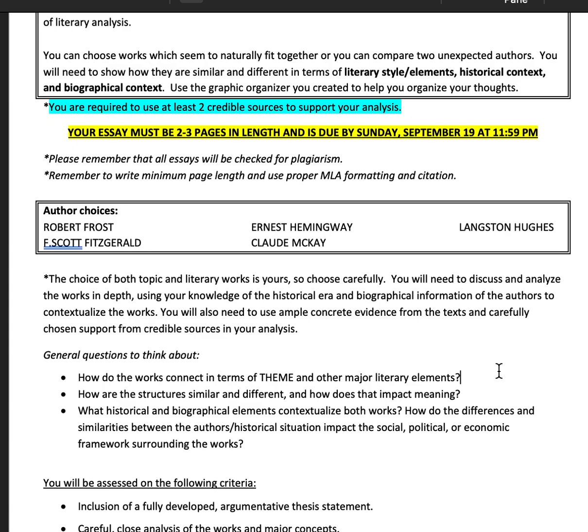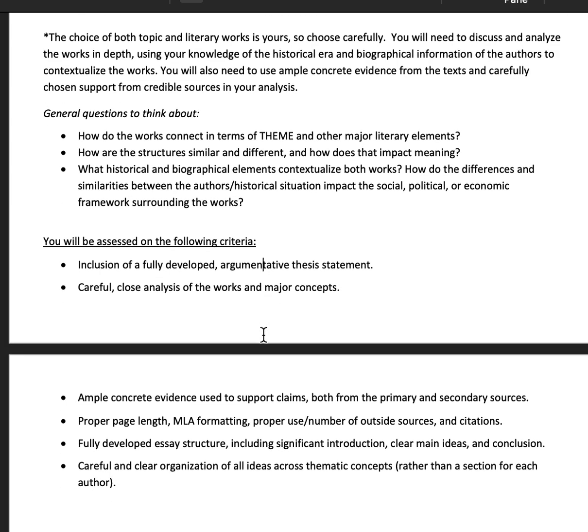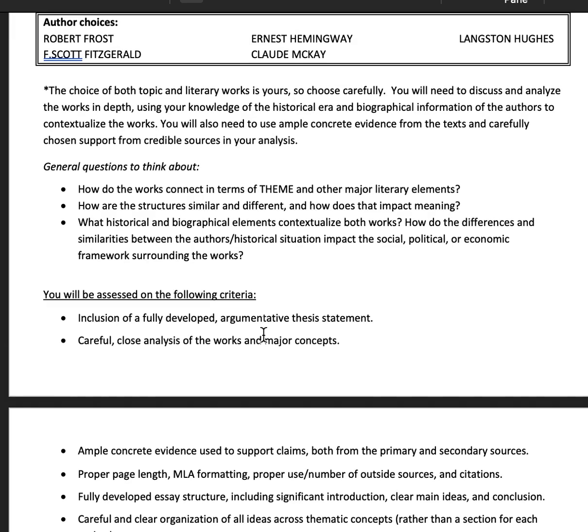So some things you can think about, like I said, you can think about themes or major literary elements, like similes, metaphors, conflict, personification, characterization, that kind of thing. You can think about structures and how they're similar or different, and how does that change meaning. So, for example, if you're doing a poem by Langston Hughes versus prose by Fitzgerald, how does the structure of poetry versus prose change the meaning? How does it help us understand the poems differently or similarly? And what are the historical or biographical elements that you could use to kind of contextualize both works?